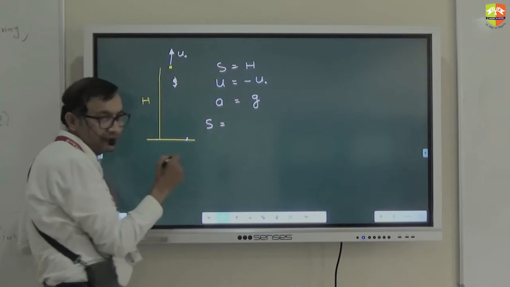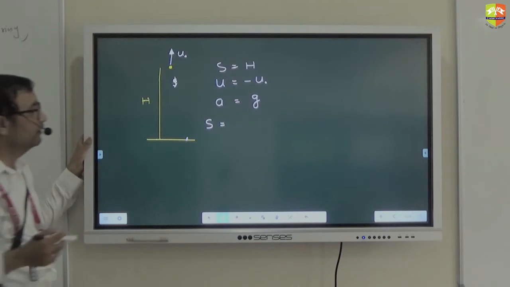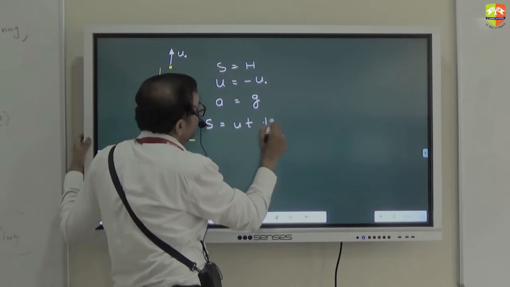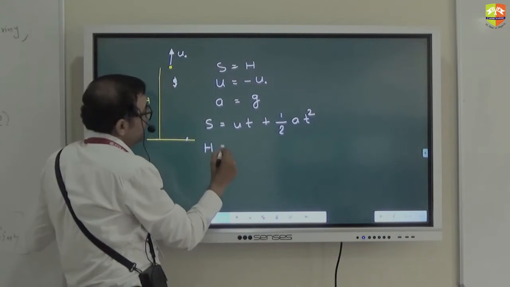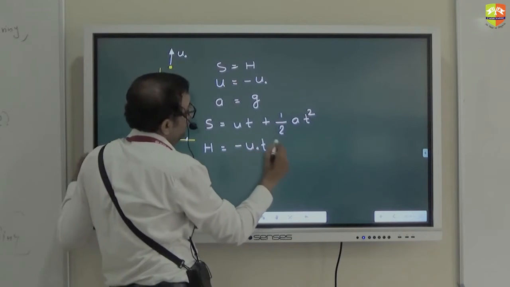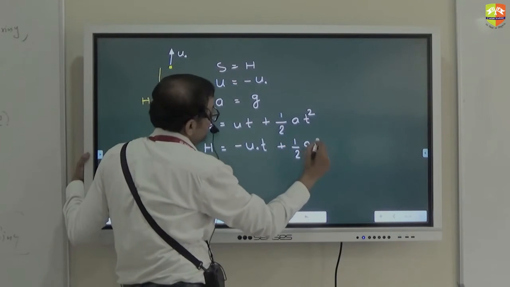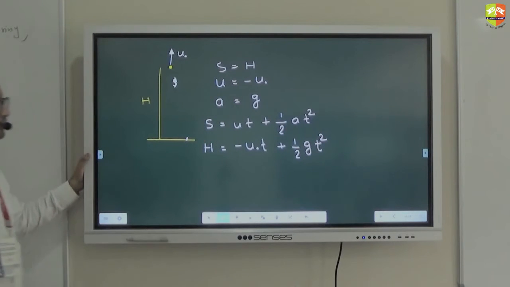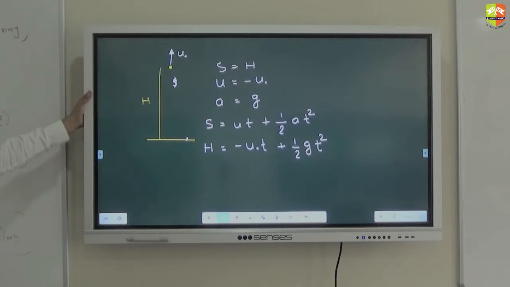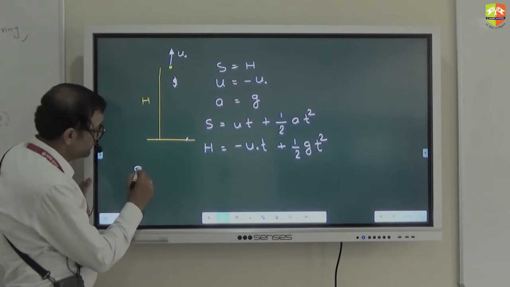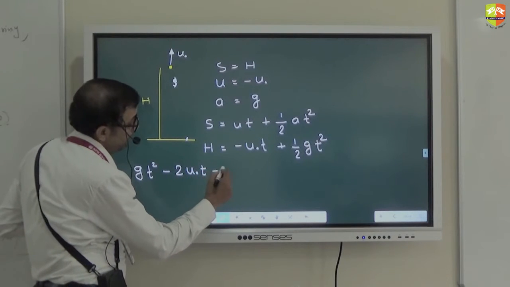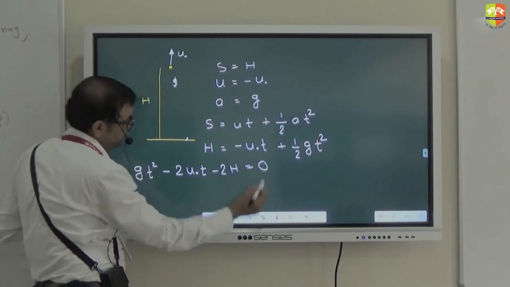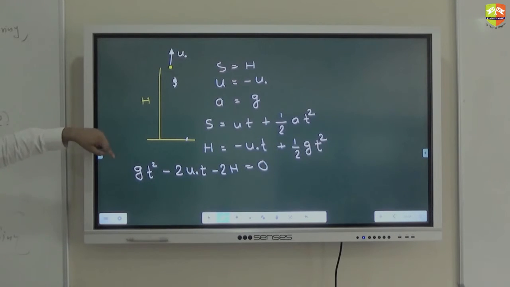Now, once you write like this, the question becomes obvious. You have to use s equal to ut plus half at square. s is h, so h equals minus u naught t plus half g t square. Understood? And you will get a quadratic equation: g t square minus 2 u naught t minus 2h equal to 0. Now you can find t. This is a quadratic equation.